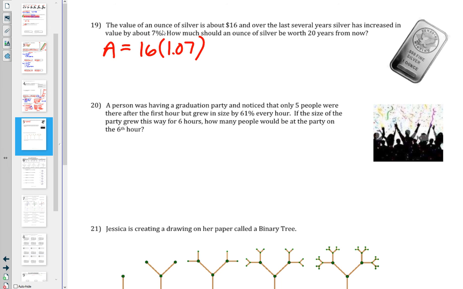Right now, in the present time, how much time has passed? If we're going to count 20 years from now, starting now, how much time has passed? 0. So if that value of 16 was after the first year, then you would put 20 minus 1, but in this case, you have to put 20. So 16 times 1.07, power 20.